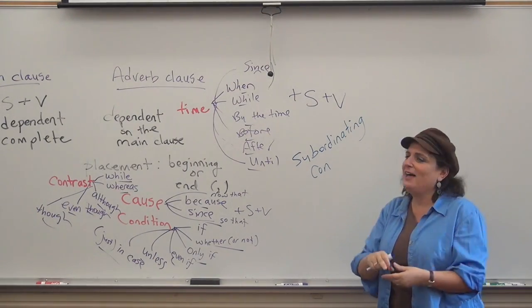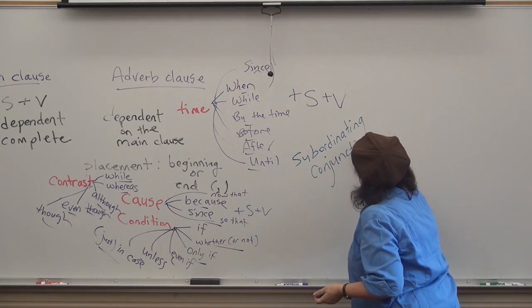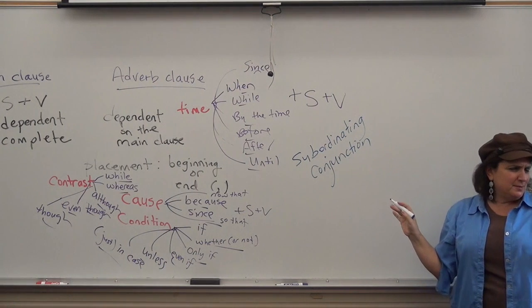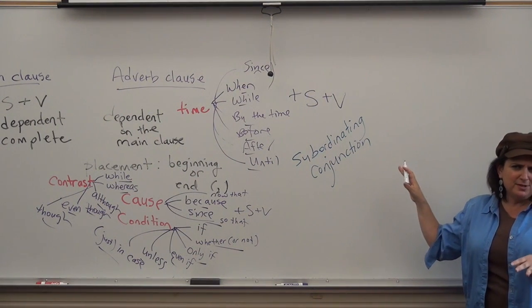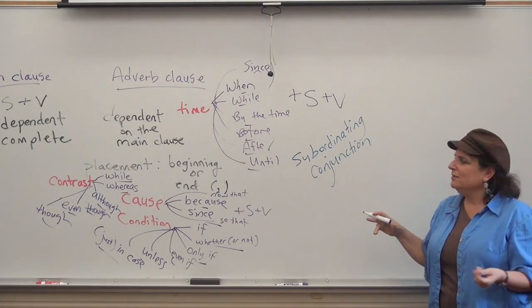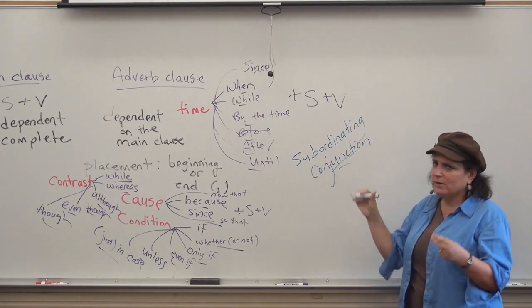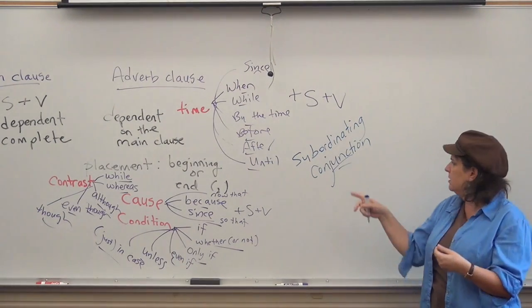Subordinating conjunction. That's a mouthful. But I just want to spend 20 seconds talking about what this means. You don't need to remember this, but I just want you to understand it. A conjunction means to join, something that joins two things together.